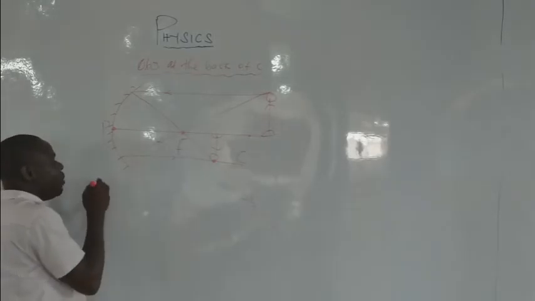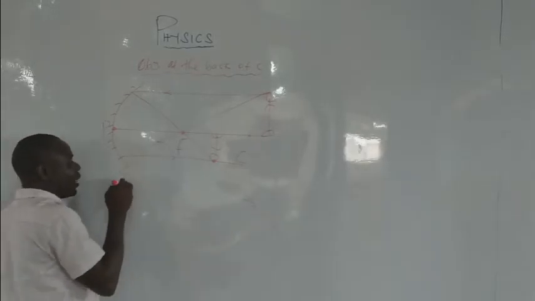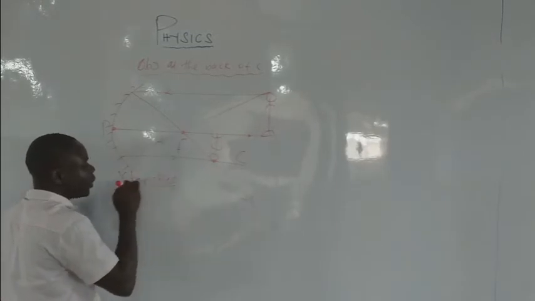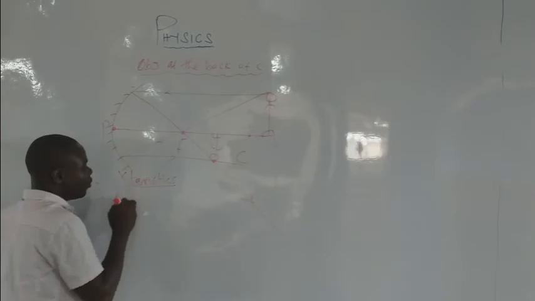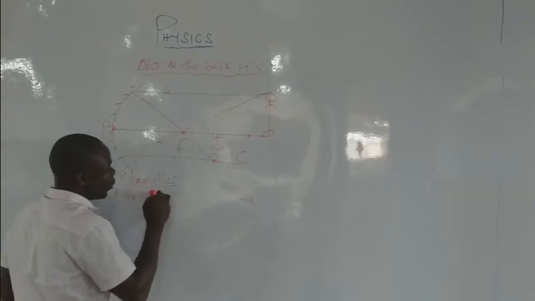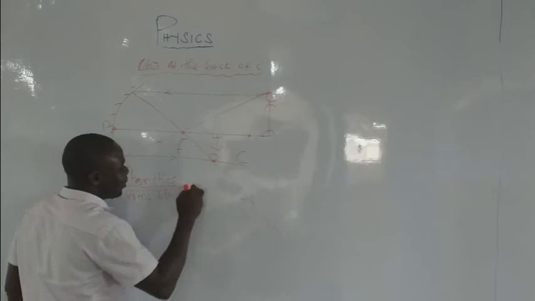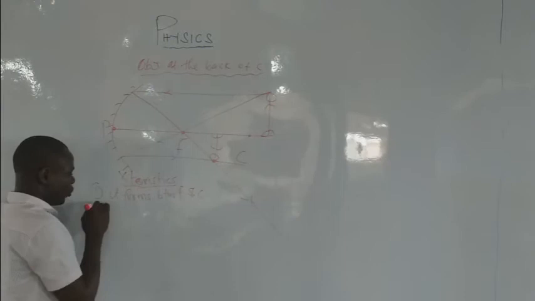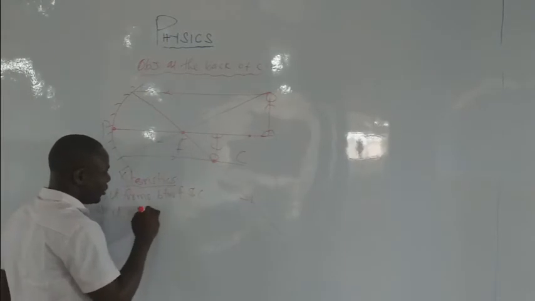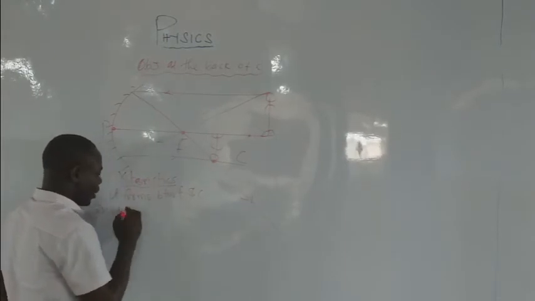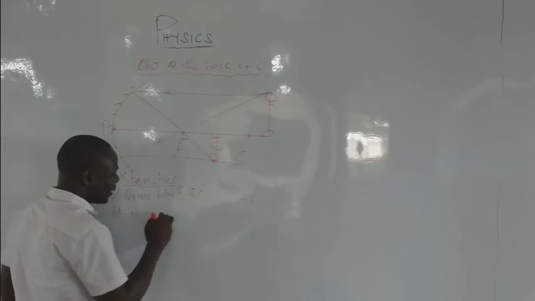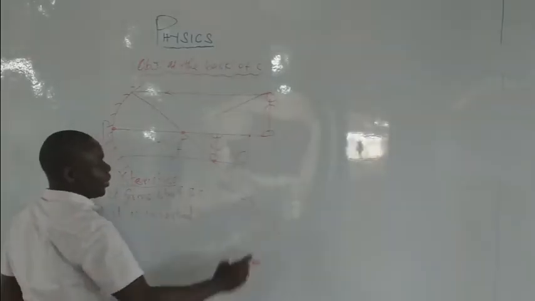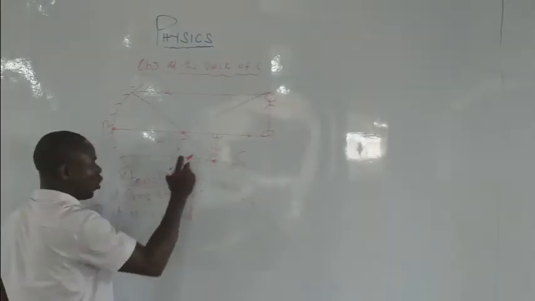Let's say the characteristics now. Number one, the image forms between F and C. Can you see now? This is F, this is C. The image forms here. Number two, the image is inverted. What is the meaning of inverted? Look at the object, standing straight, but the image is turned upside down. This is what we call inversion.